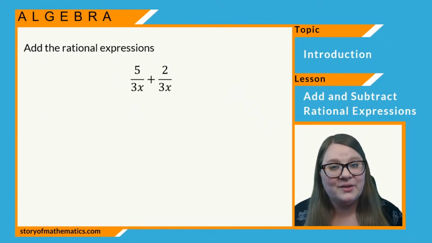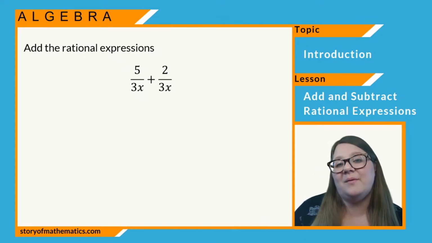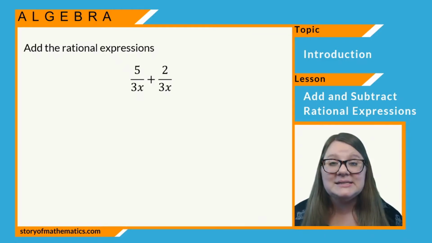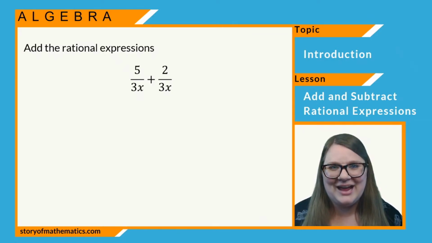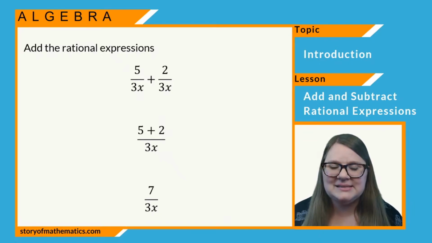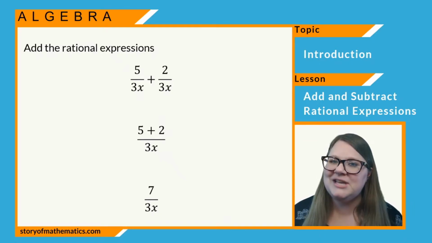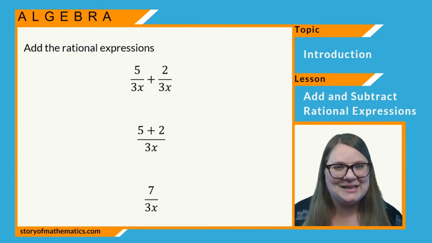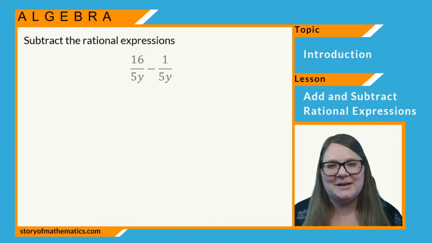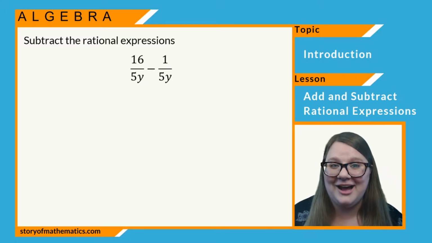Let's say I want to add the rational expressions 5 over 3x plus 2 over 3x. You can see that these have the same denominator, 3x. So I can keep that, and I can go ahead and add the numerators. 5 plus 2 will give me 7. So my answer in this case is 7 over 3x, which can't be simplified any further, so that is what I can stop with.